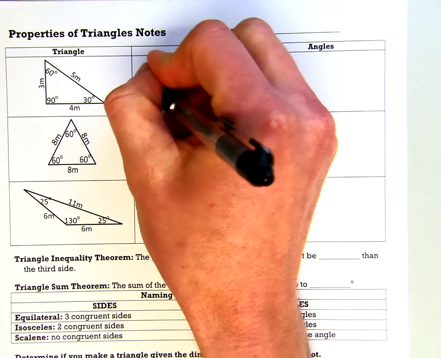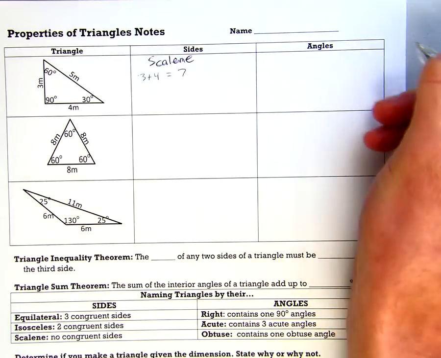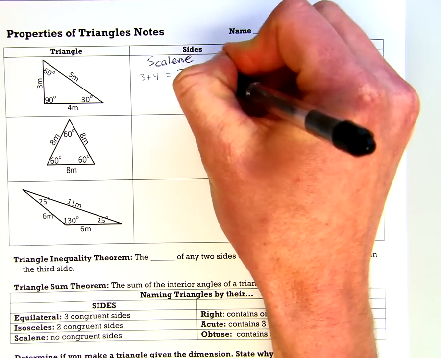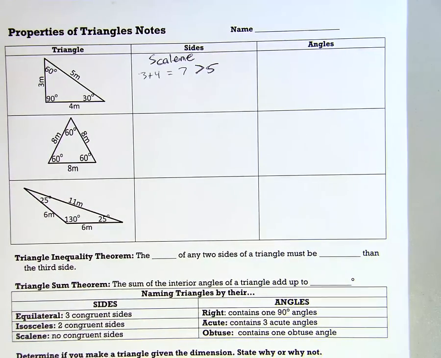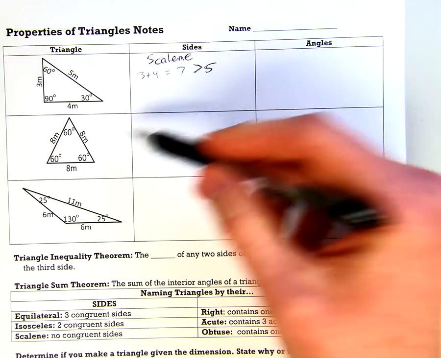So 3 and 4, when we add those together, is equal to 7. And then 7 is greater than 5. Okay? And I'm going to go ahead and use that to compare the rest of them as well. So let's go ahead and do this one.